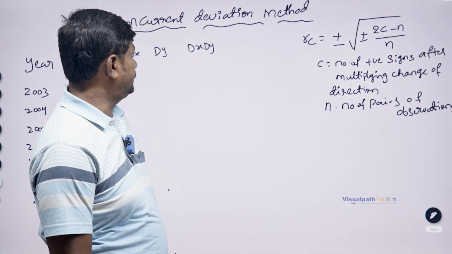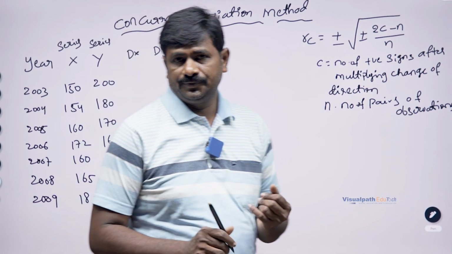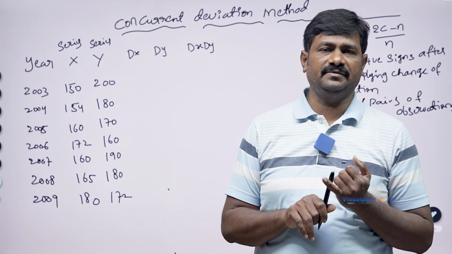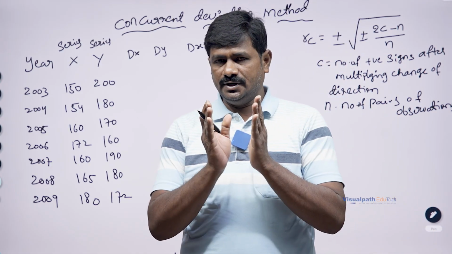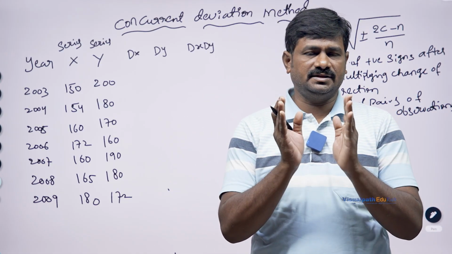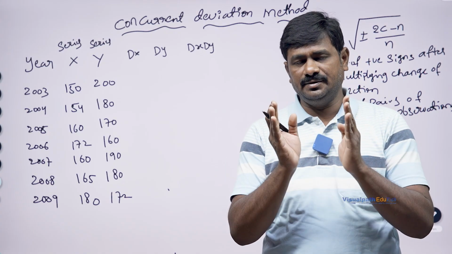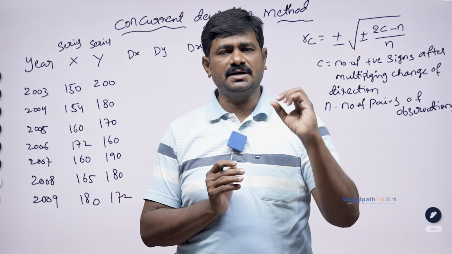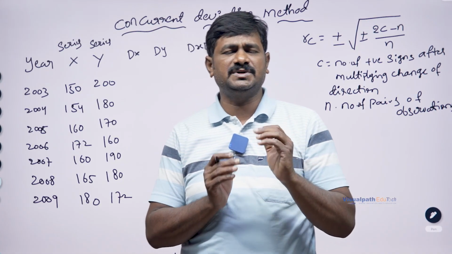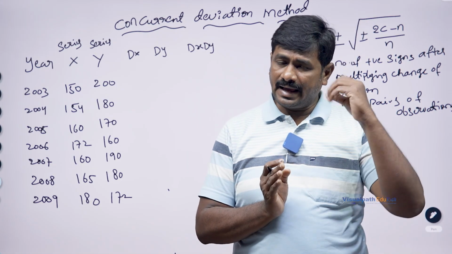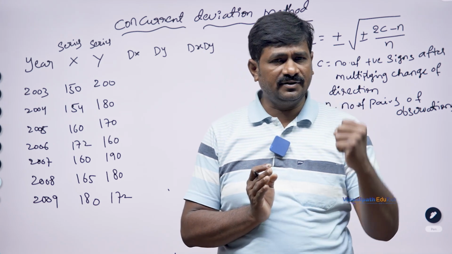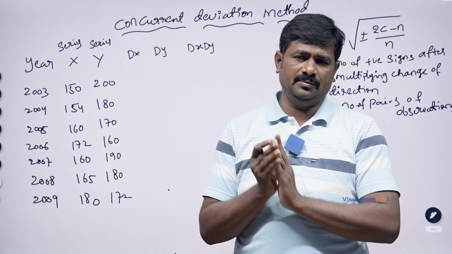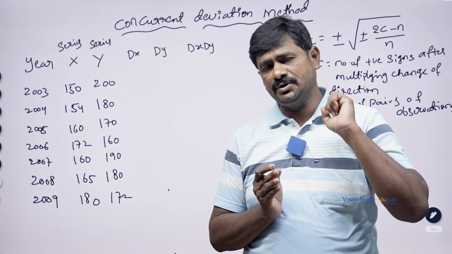Next, the concurrent deviation method. This is used to measure the correlation coefficient between two variables. What is the meaning of correlation? Correlation is nothing but a relationship or connection between two variables. Those two variables may be demand and price, or demand and income level, or any two variables which are affecting the situation. We gather a set of information regarding the variables, and then ask what the impact of one variable is on another. So here we are going to discuss correlation.